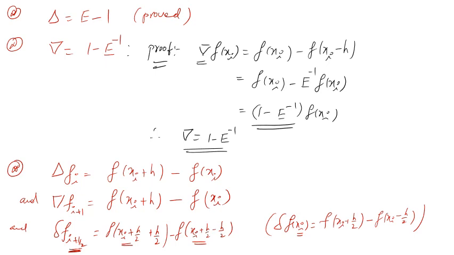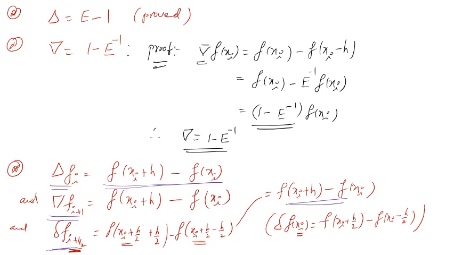Okay, so after simplifying this, what I am getting, let me write here. This is equal to f of xi plus h, right, minus f of xi. Therefore delta fi is this part, delta fi minus 1 is the same, and delta f i plus one half is also the same. Therefore what is the conclusion?